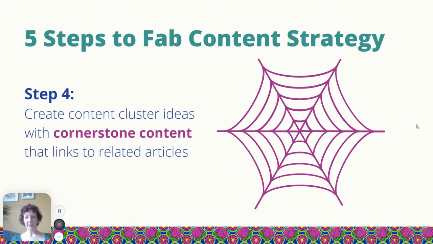The next step is to create content cluster ideas with what they call cornerstone content that relates to other articles. So what you do is you have a central piece of content here, and then it links out to other articles which are related to that central piece. So, for example, the Japanese garden ideas one, your cornerstone content, that's going in the centre here, might be something like 7 Japanese garden ideas to transform your outdoor space.